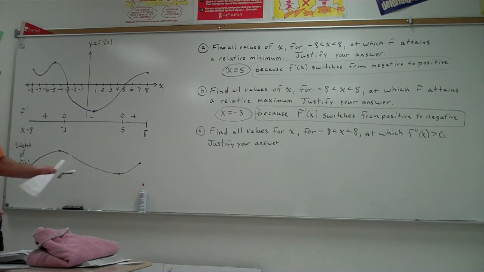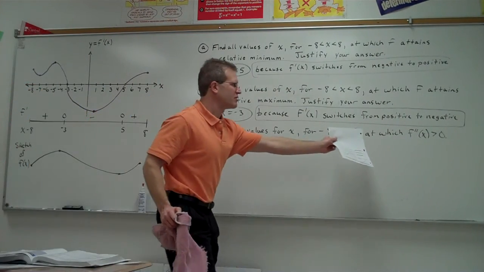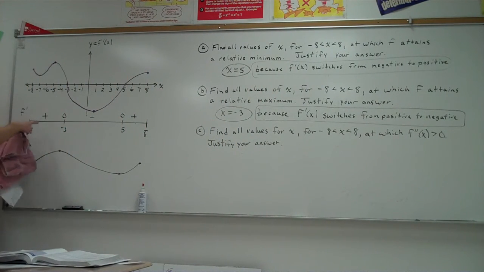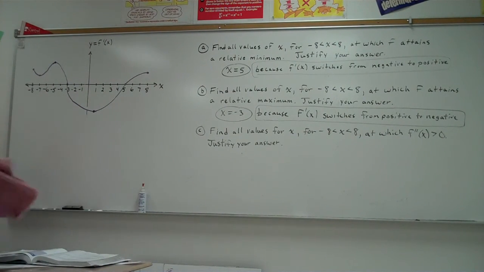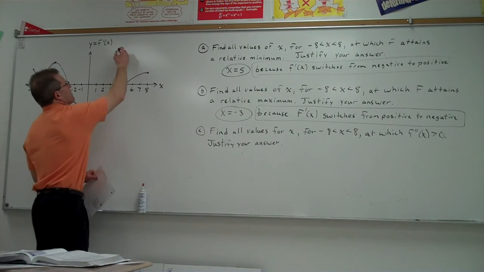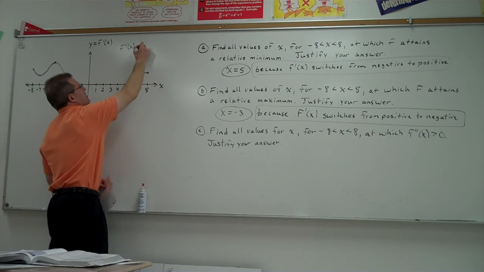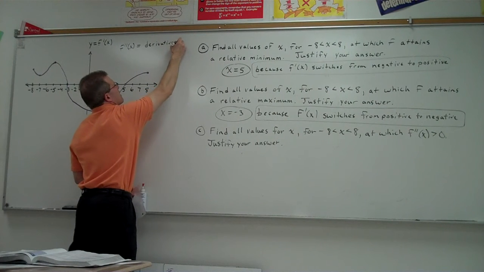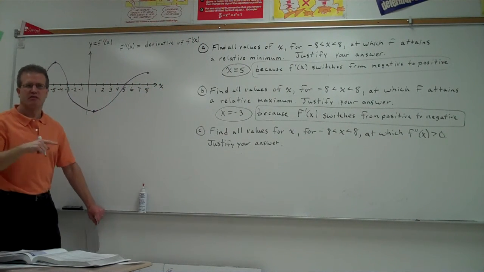All right, part C. Find all values for x between negative 8 and 8 at which f double prime of x is greater than 0. So this chart, f prime of x, is not going to help us with f double prime. So I'm going to erase this. And I think you all know that f double prime equals the derivative of f prime of x. Right? If you use the derivative of f prime, you get f double prime.